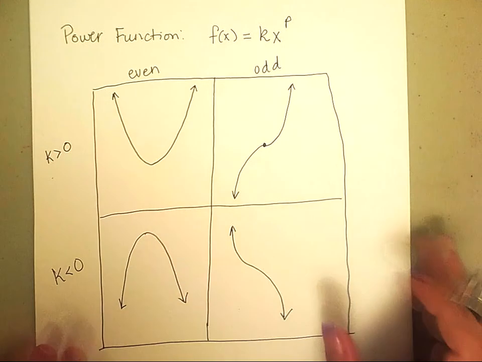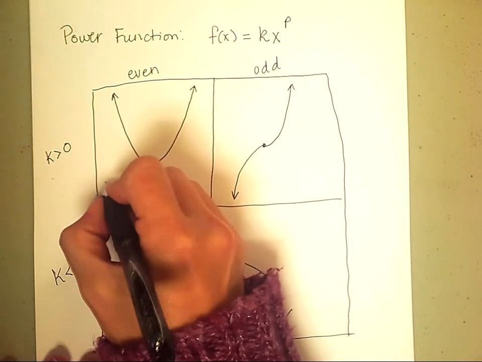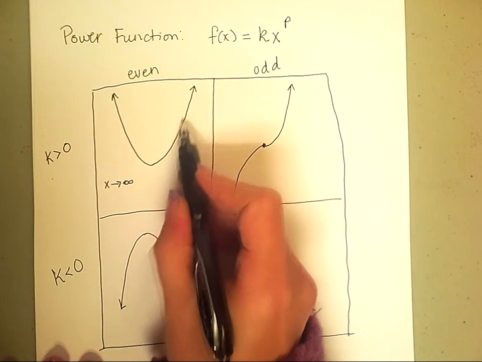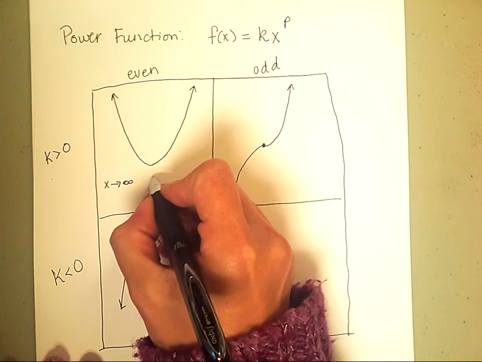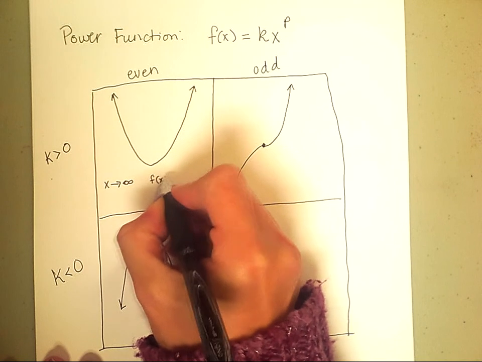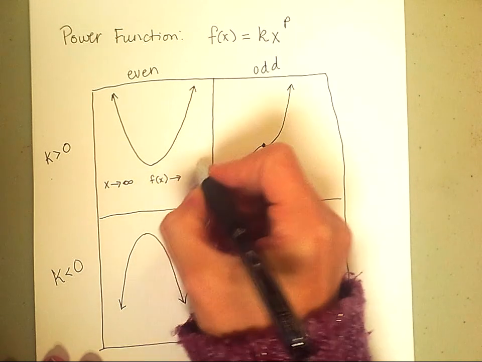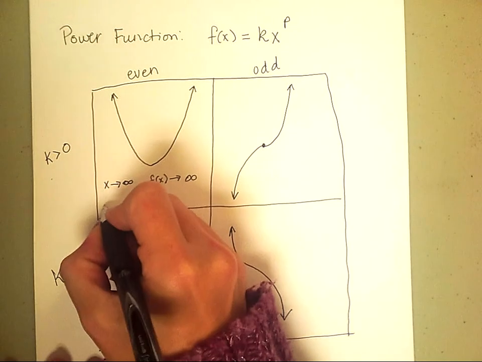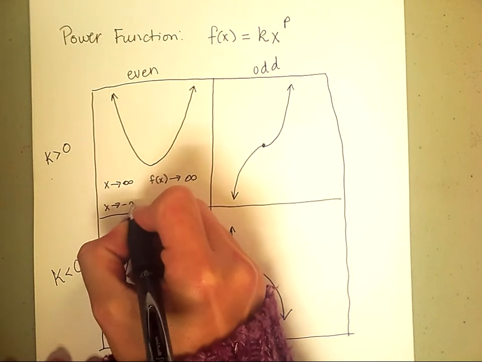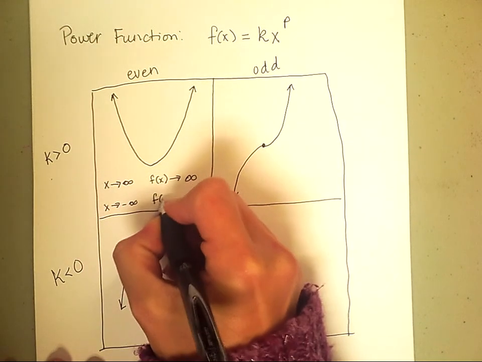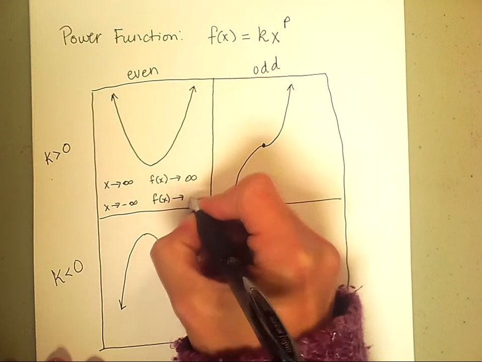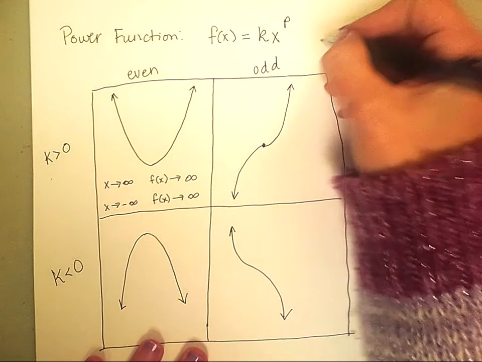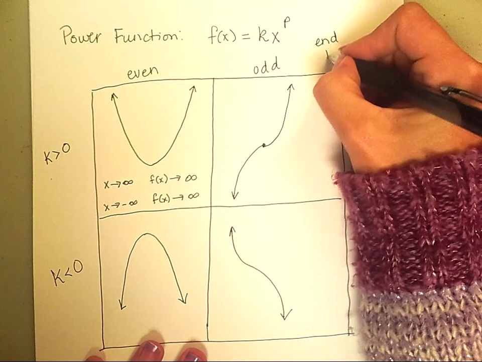So let's see what we can say about what happens as x approaches positive infinity. Well, if x is approaching positive infinity and the constant is positive, then the function is also headed to positive infinity. And since it's even, as x goes to negative infinity, the function has to stay positive as well, and will take off to positive infinity. So what we're looking at here is the end behavior.